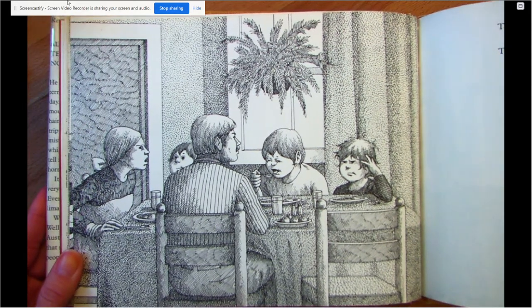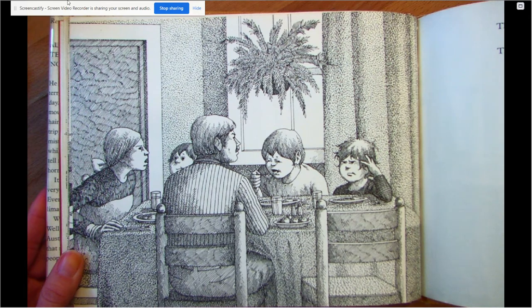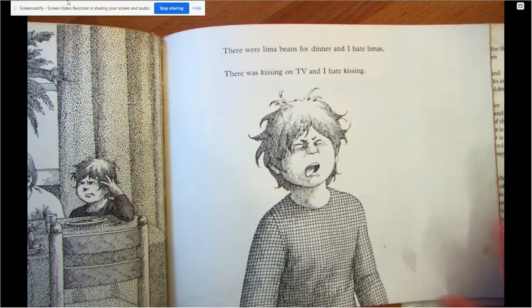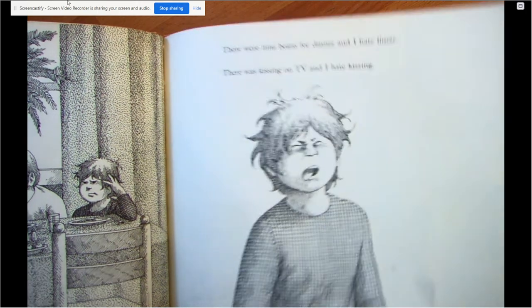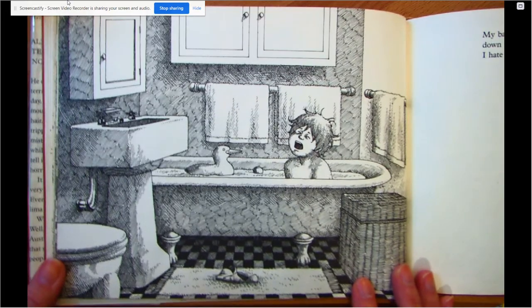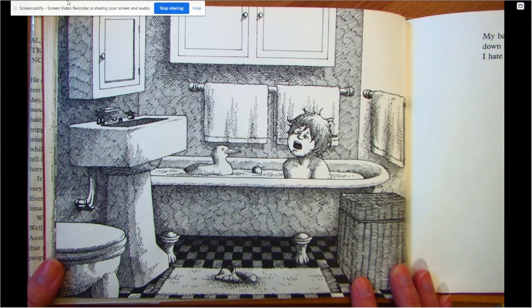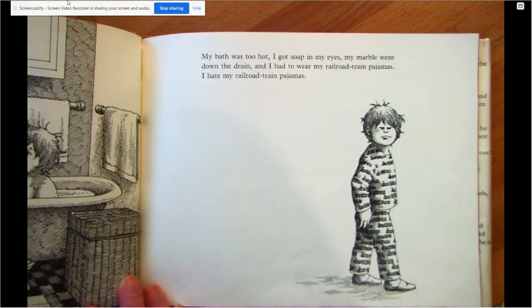There were lima beans for dinner, and I hate limas. There was kissing on TV, and I hate kissing. Ugh. My bath was too hot. I got soap in my eyes. My marble went down the drain, and I had to wear my railroad train pajamas. I hate my railroad train pajamas.